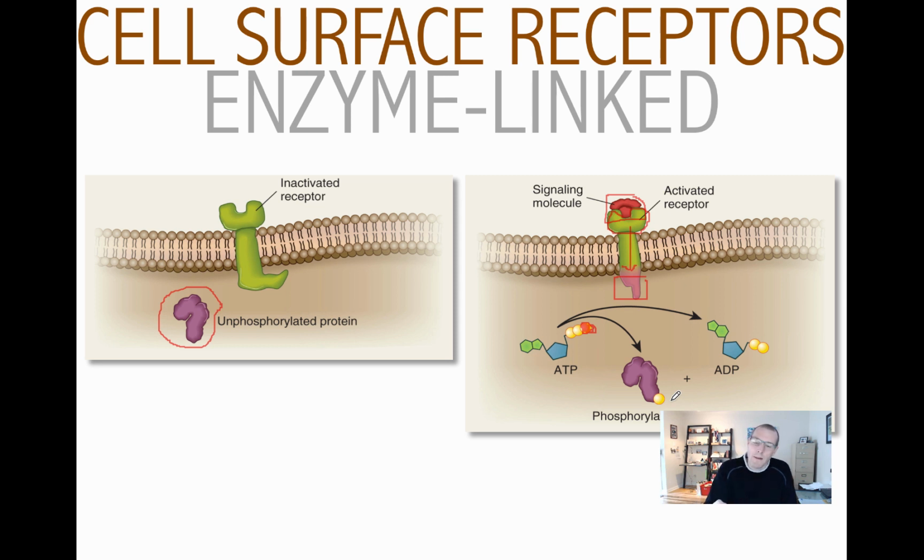They take a phosphate from ATP and stick it on another protein or a lipid, and that changes the behavior of that protein or lipid, and here it's a protein, and so that protein will now go and do something in a signal transduction cascade. It'll send the information on in the cell. So that's called an enzyme-linked receptor.